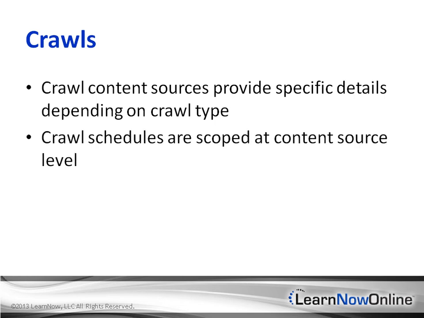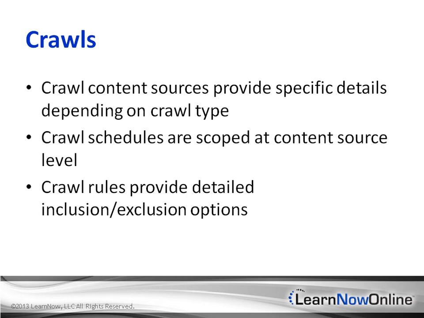The crawl schedules are scoped at the content source level. This is good in that it keeps everything in sync, but it also means that you probably need to look at your content sources a little bit, because if you've got some items that really need a fast search, then you're going to want to make sure that those are as limited as possible, whereas things that may be a bit more static content can be broken out into their own content source for a longer level crawl.